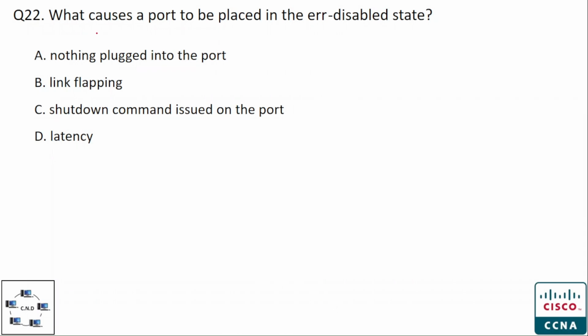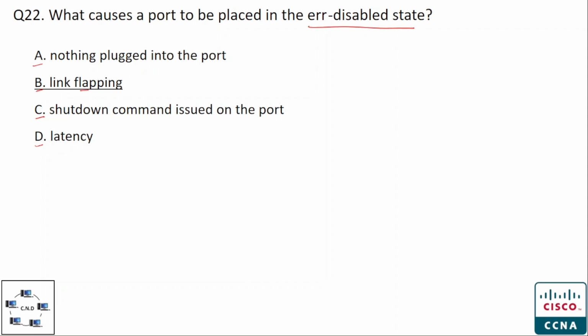Question number 22. What causes a port to be placed in the error disabled state? The options are option A, nothing plugged into the port. Option B, link flapping. Option C, shutdown command issued on the port. And option D, latency. And the correct option is that link flapping causes the port to be placed in the error disabled state.